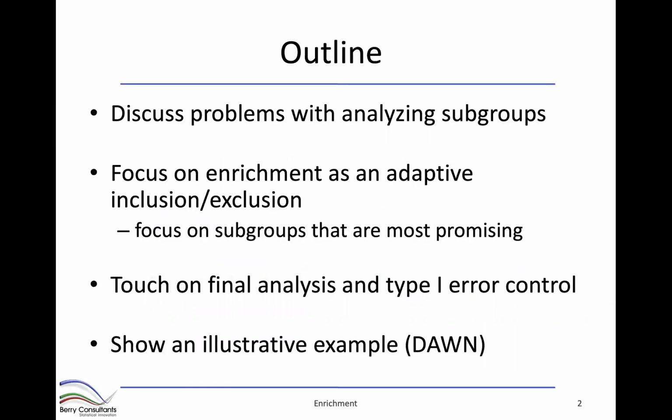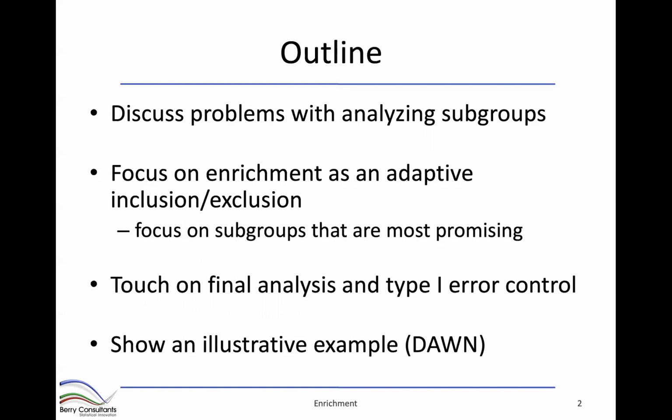As an outline of what we'll be discussing today, we're going to start with a discussion of subgroups, some of the problems that come in when you're interested in subgroups within a population. We're going to focus on enrichment as an adaptive method for changing inclusion-exclusion requirements throughout a trial. So as the trial progresses, we're either going to be including more people or potentially excluding more people and gradually focusing on the subgroups that are the most promising.